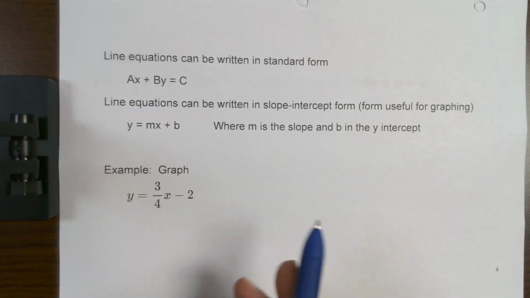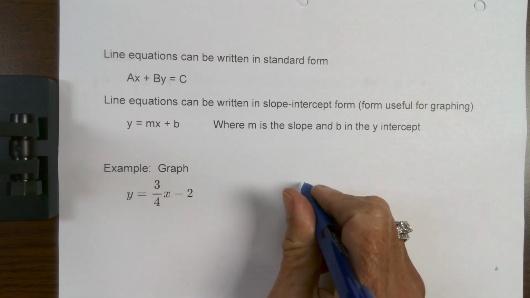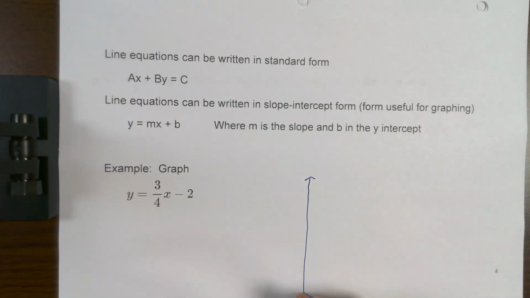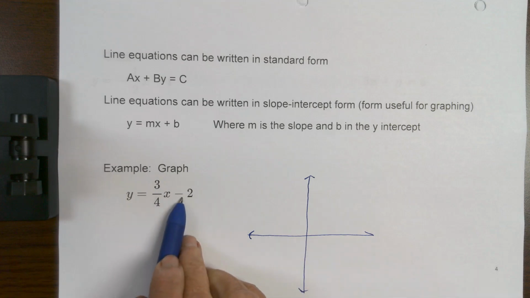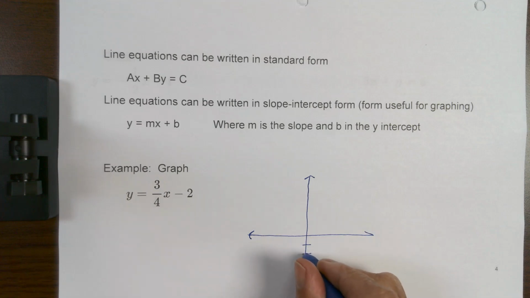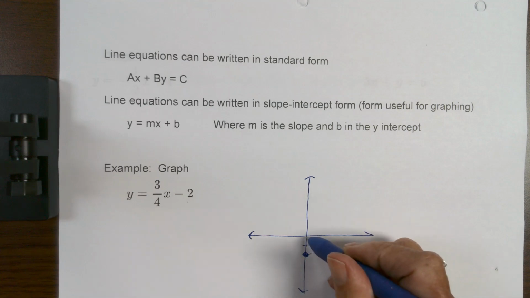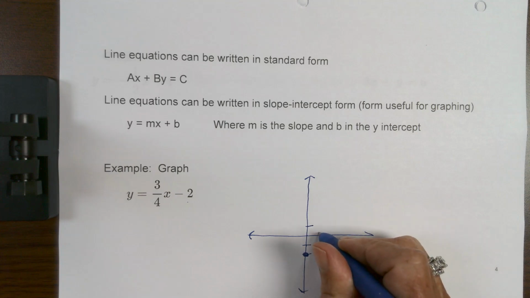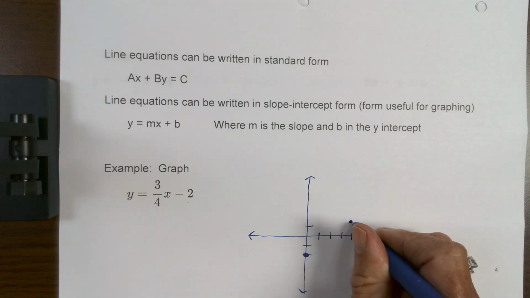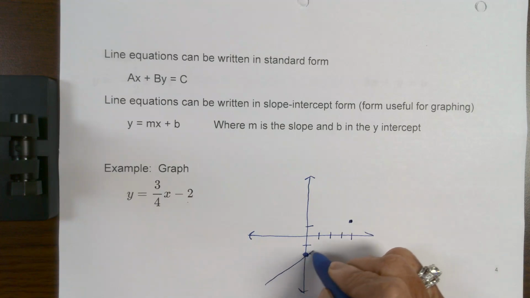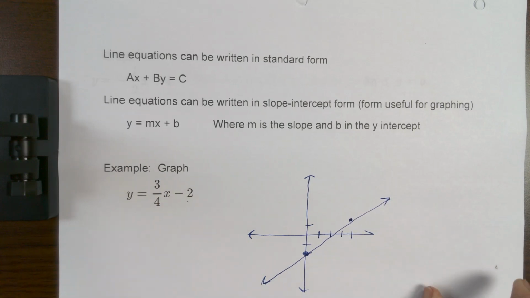So if I use this, and this is the easiest way to graph a line, if I wanted to graph that line right there, refreshing your mind, you're going to go down to the y-intercept. Then you're going to go up 3, 1, 2, 3, and over to the right 1, 2, 3, 4, and then you're going to draw the line through those, and that's going to be the line that goes with that equation.